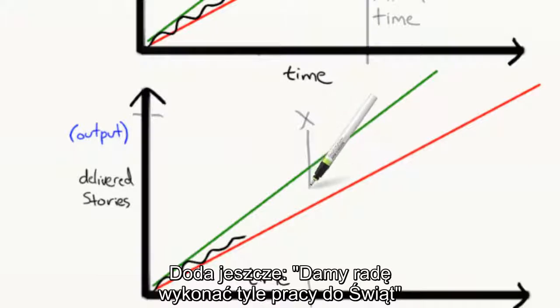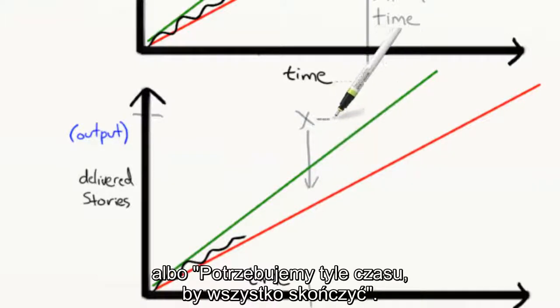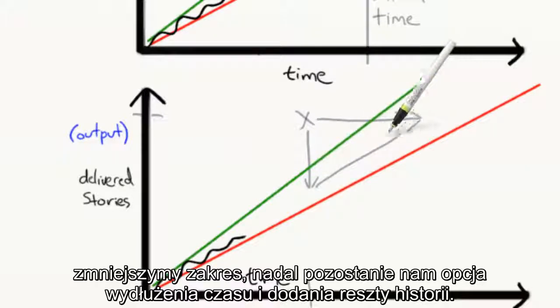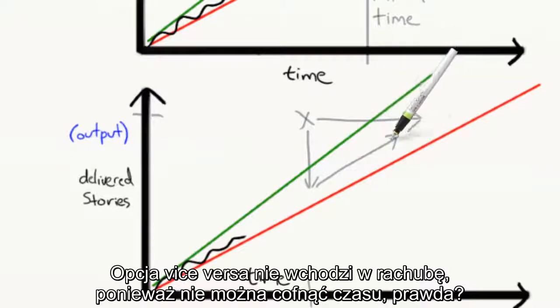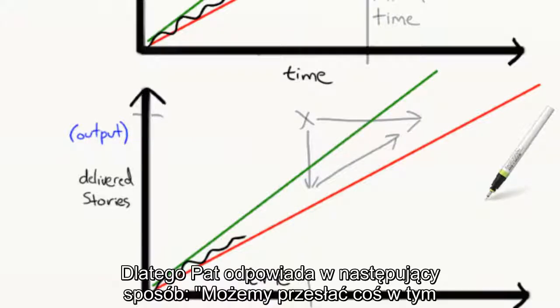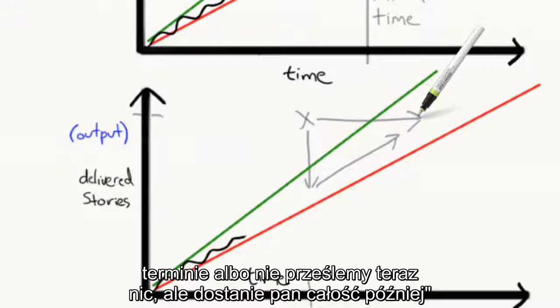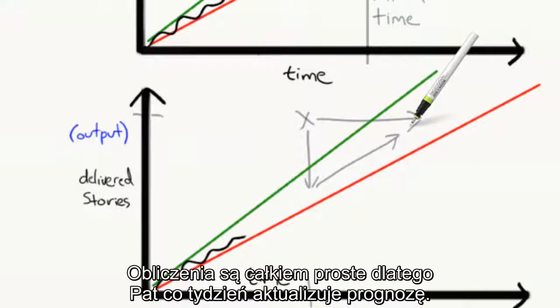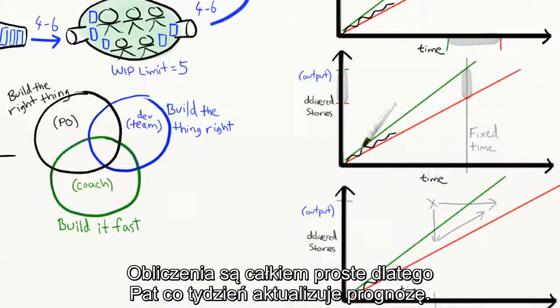Followed by, here's how much we can get done by Christmas, or here's how much more time we would need to get everything done. It's generally better to reduce scope than to extend time, because if we reduce scope first, we still have the option to extend the time later and add the rest of the stories. Vice versa doesn't work because, darn it, we can't turn the clock backwards. Time is rather annoying that way, isn't it? So Pat puts it this way. We could deliver something here and the rest later, or we could deliver nothing here and the rest later. Which do you prefer?